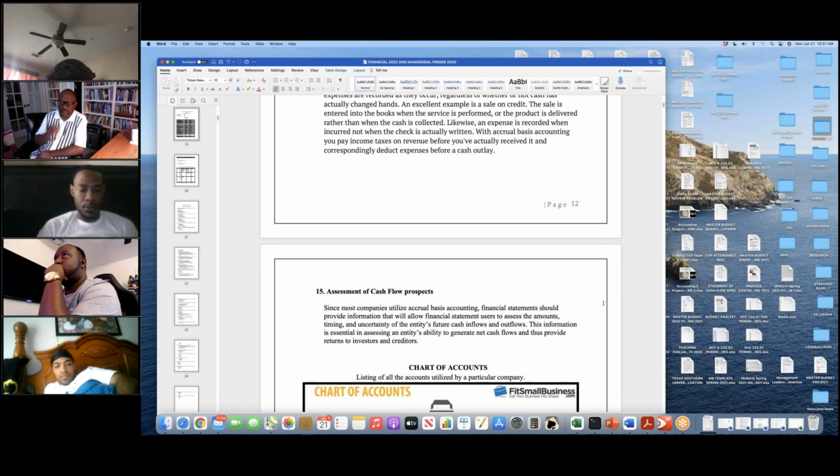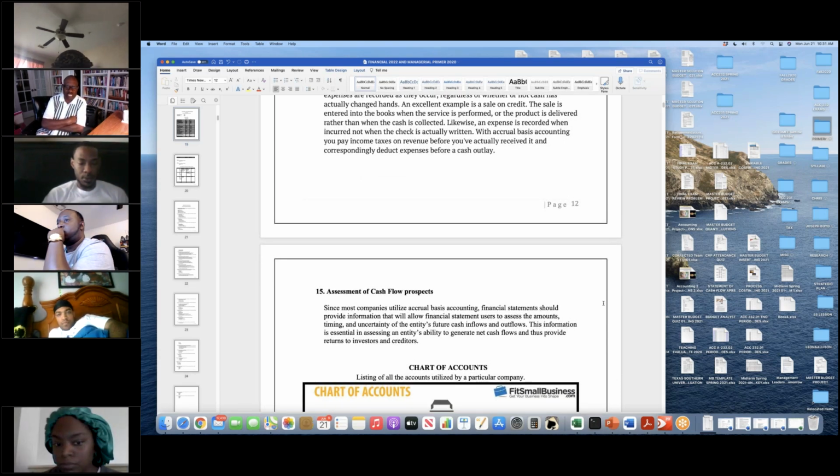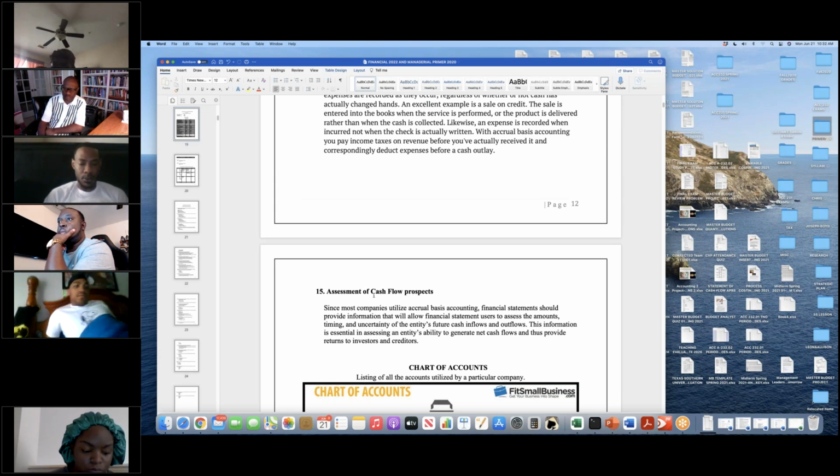And our final principle is the assessment of cash flow prospects. Because we're using accrual basis and we're selling on account and making entries to recognize revenue, journal entry type 15, before we get the cash, we still have to be sure we have enough cash in the business. And so this is where the statement of cash flows comes into play.